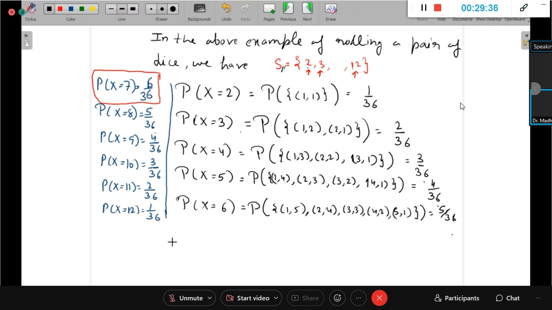Other than these values, you may ask a question: X is defined from omega to R, so X can take any real value. Of course, but for the other values, except for the S1 case, the associated probabilities you can define as 0.